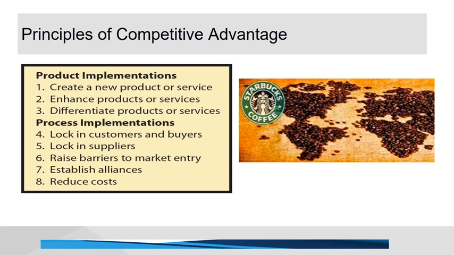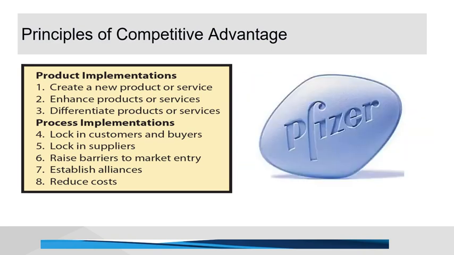Raising barriers to market entry. This is an example of a process implementation that is best demonstrated by the pharmaceutical industry. Maybe not best demonstrated, but certainly evident in the pharmaceutical industry. Barriers to market entry, or patents, I should say, are significant barriers to market entry. So a patent on a new drug like Lipitor really produces a competitive advantage for the creator of that breakthrough drug.